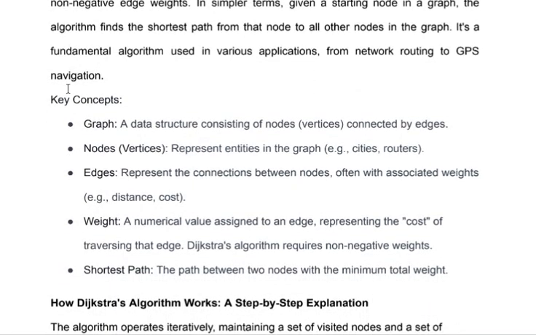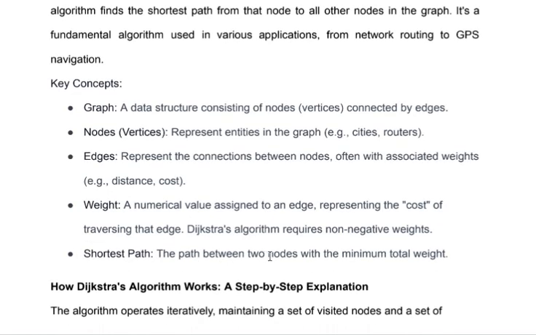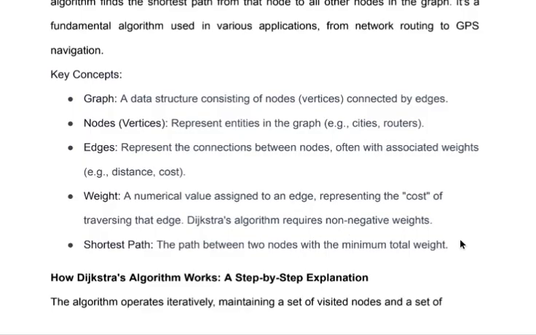Key concepts. Graph: a data structure consisting of nodes connected by edges. Nodes represent entities in the graph. Edges represent the connections between nodes, often with associated weights. Weight: a numerical value assigned to an edge, representing the cost of traversing that edge. Dijkstra's algorithm requires non-negative weights. Shortest path: the path between two nodes with the minimum total weight.